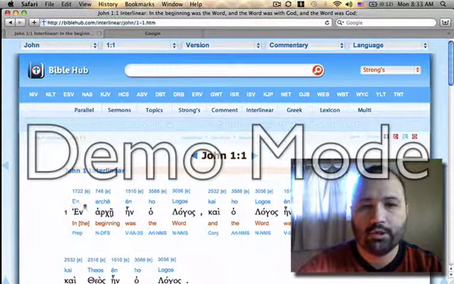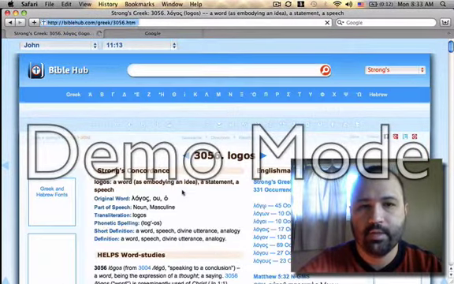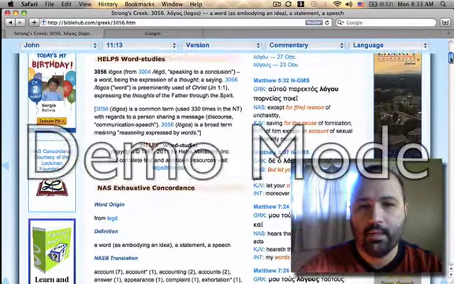Okay, so here's John 1:1. Let's just click on here, logos. So you go up to this section here, which is Strong's Concordance. See that? Okay, there it is. So it's going to give you all the grammatical details here. See that?